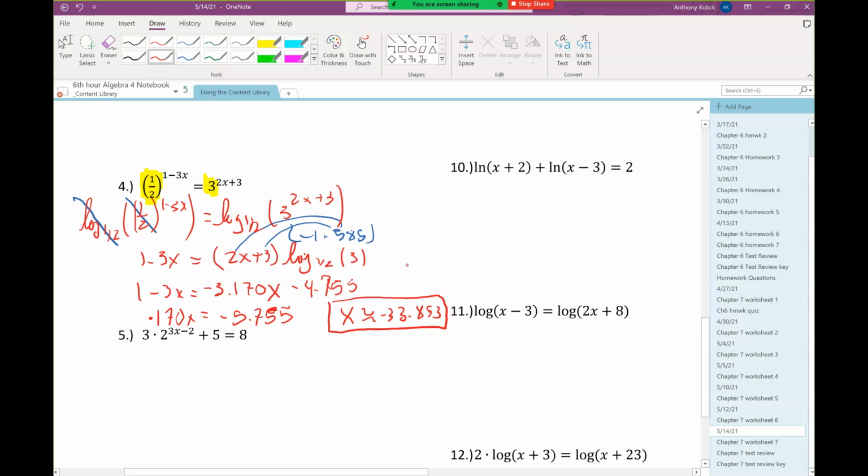So don't let the fraction get you all scared, right? It still works the exact same way, and we're not even really having to deal with any fractions. I just turn the log into a decimal on my calculator and just pound that through.